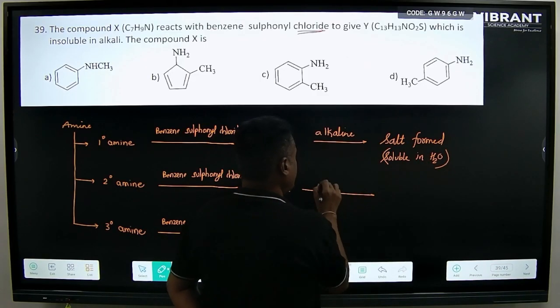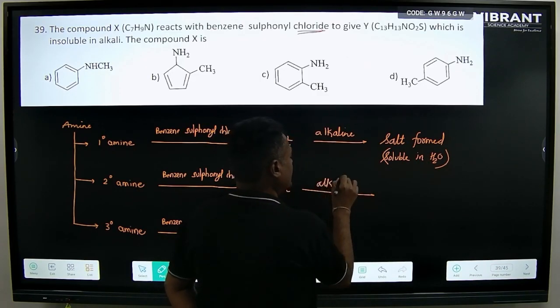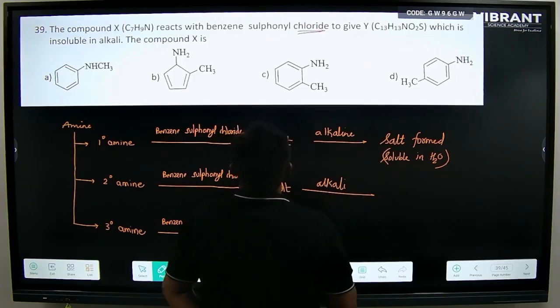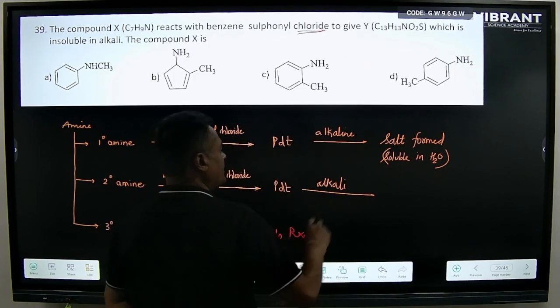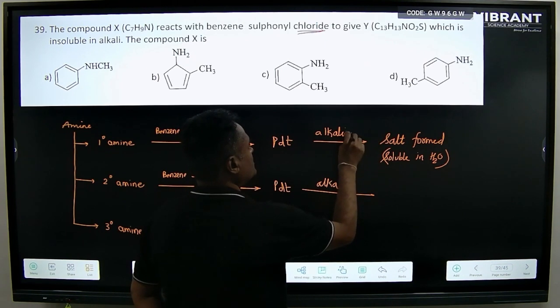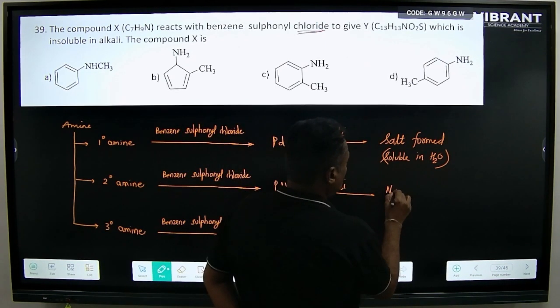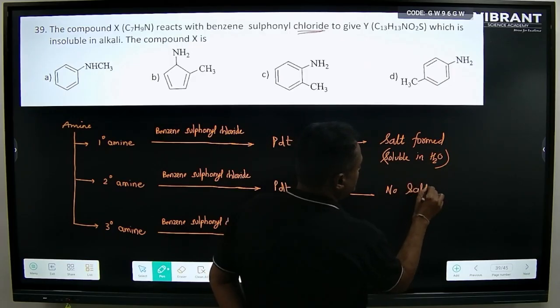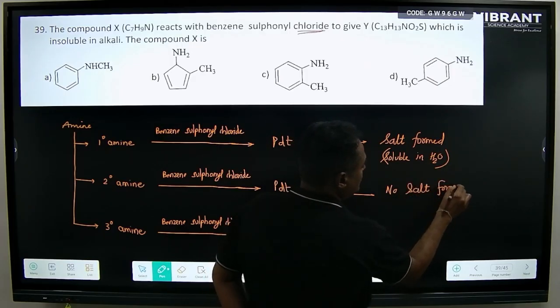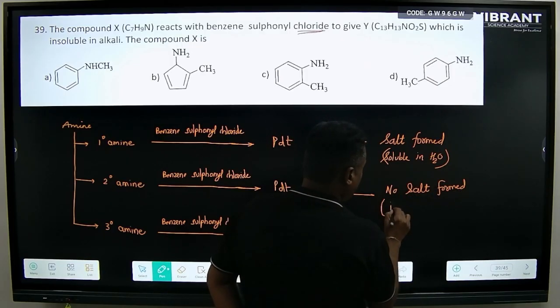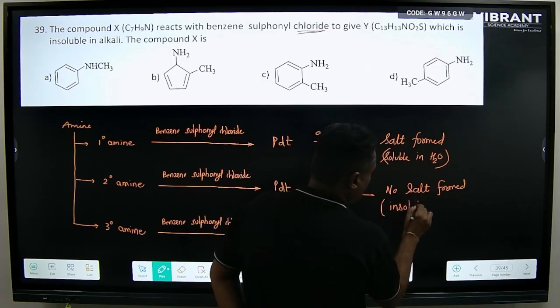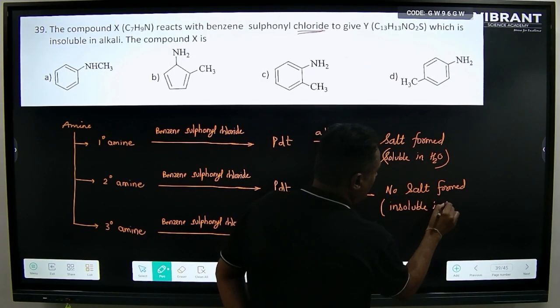Whereas in the second case, when you treat this with alkali or alkaline medium, they have given alkali, so we will also take alkali only. So, here if you see, it is an alkali, either KOH or NaOH. Here no salt formation, and no salt formation means it will be insoluble in water.